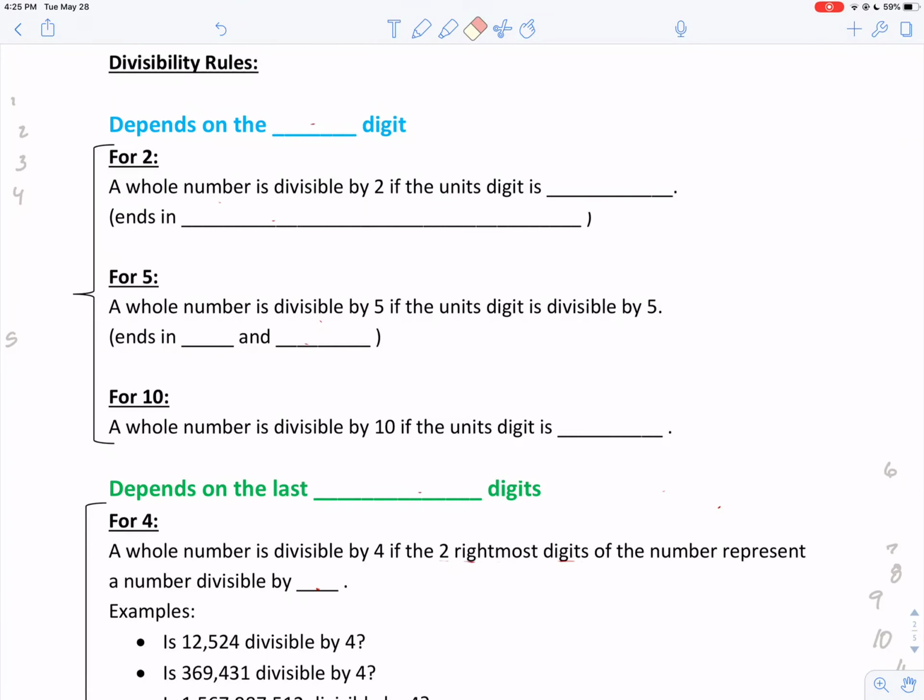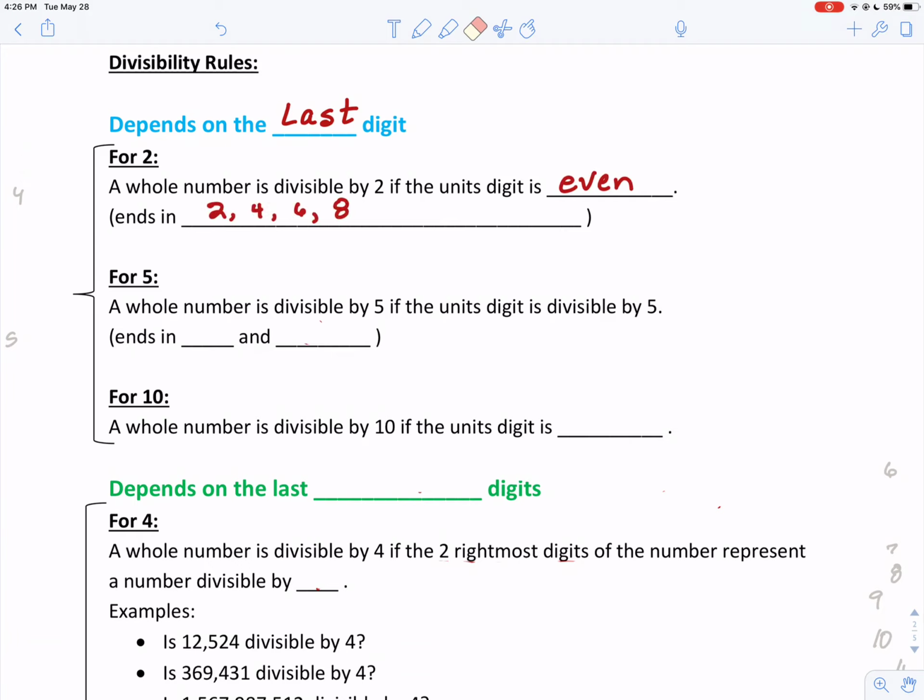In this video, let's talk about divisibility rules that are based on the last digit or digits of a number. So the first three we will look at depend on the last digit of your number. To find out if something is divisible by 2, or another way to say that, is it an even number? A whole number is divisible by 2 if the units digit, the last one on the right, is even.